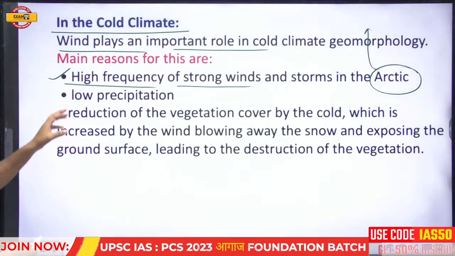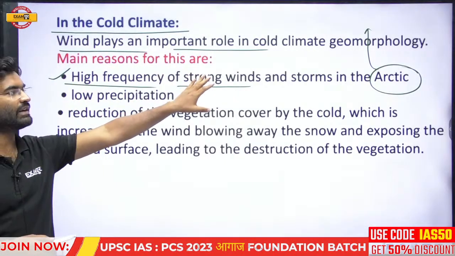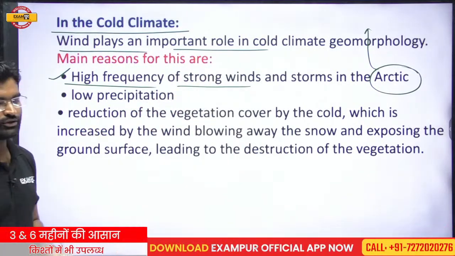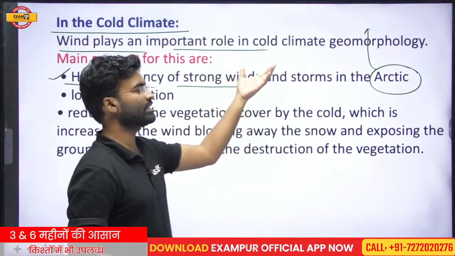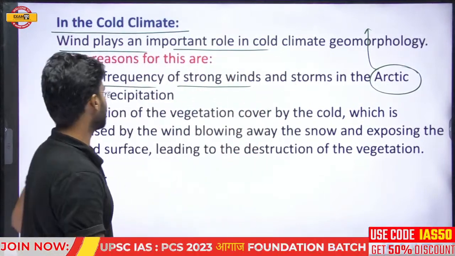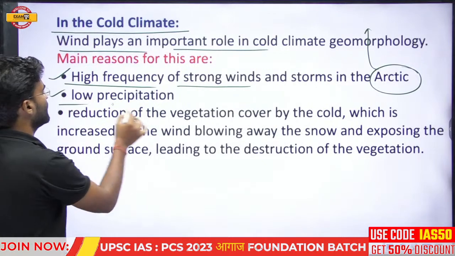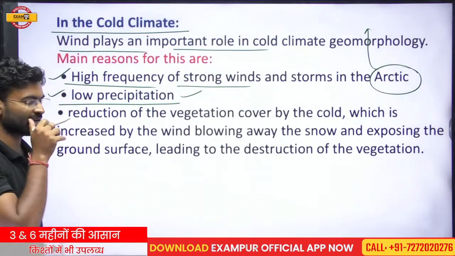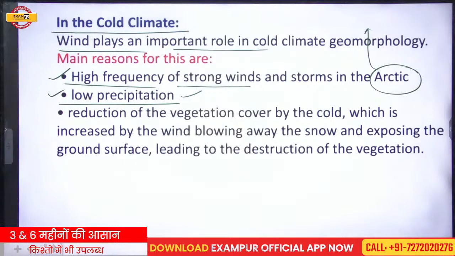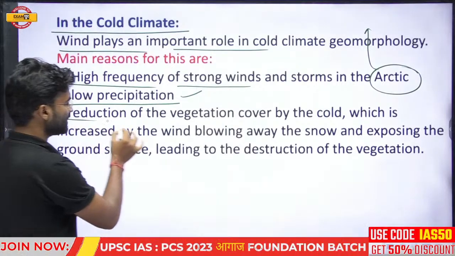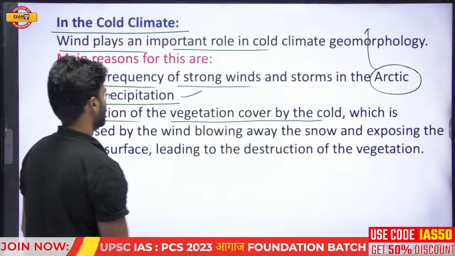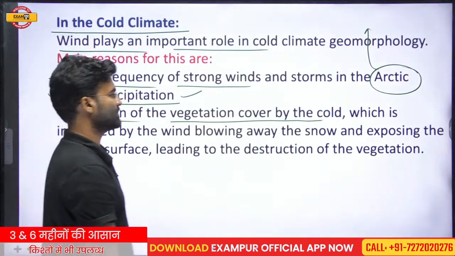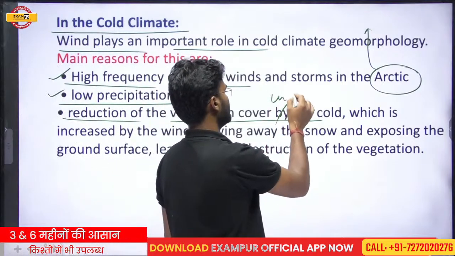Okay, so first is the high frequency of strong winds and storms in the Arctic region. You should mention this point, and you should write these things point-wise. The second point is low precipitation. In this region there is low precipitation, and low precipitation is also a responsible factor. The third is the reduction of the vegetation cover in the cold region.